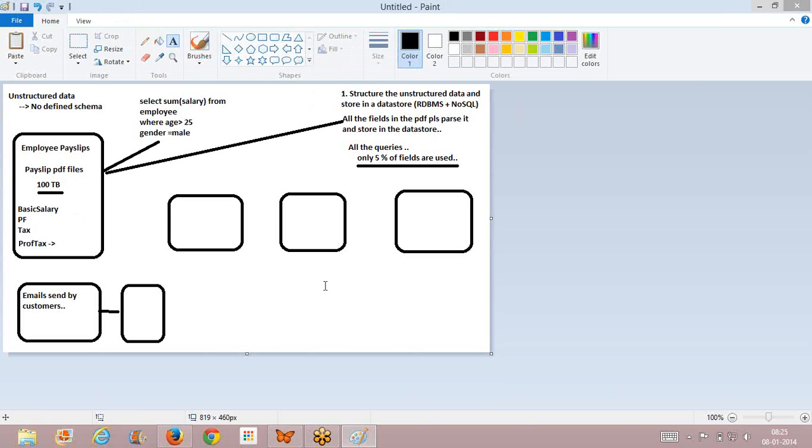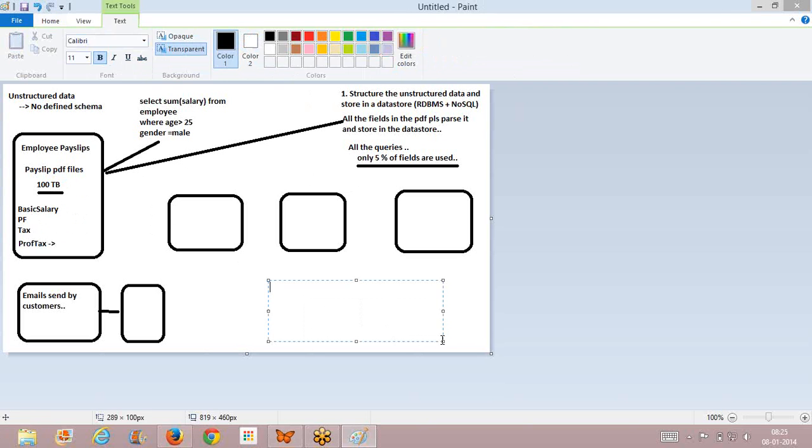The process of structuring an unstructured data upfront leads to chasing your own tail kind of. So it leads to total wastage and loss, because you might not need all the fields.